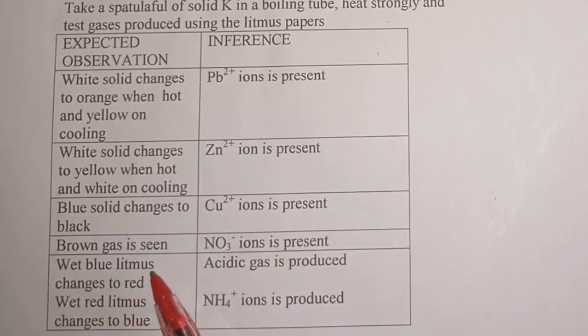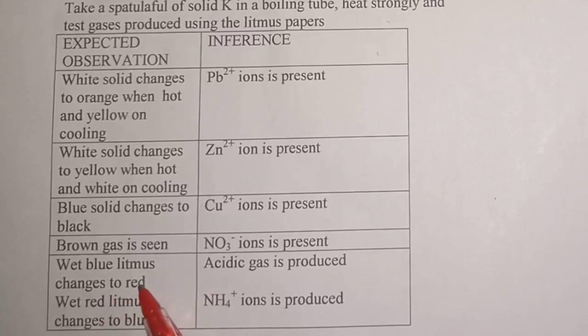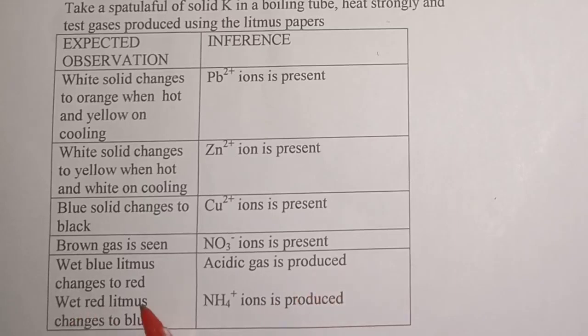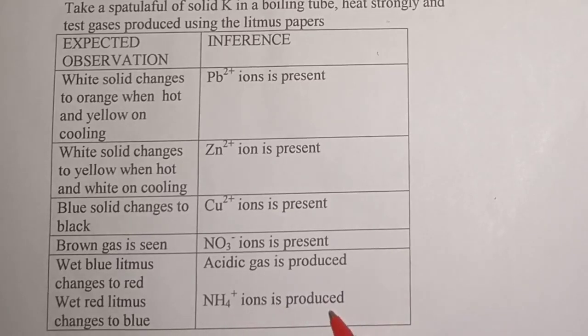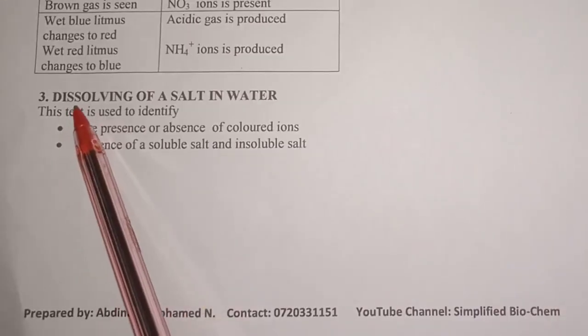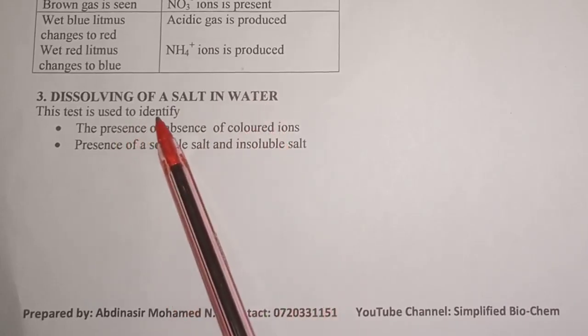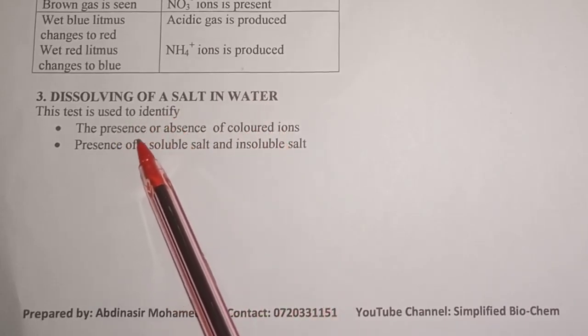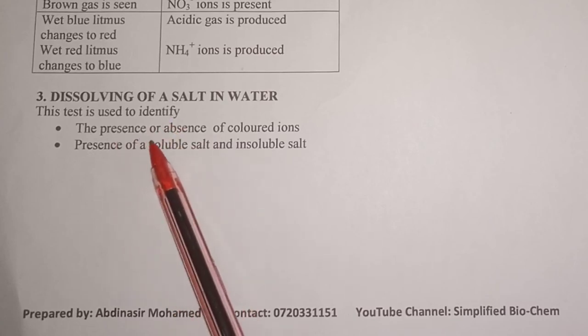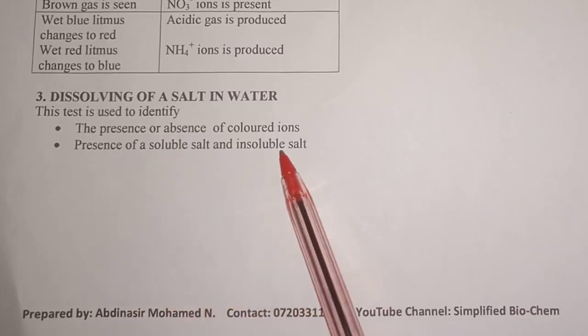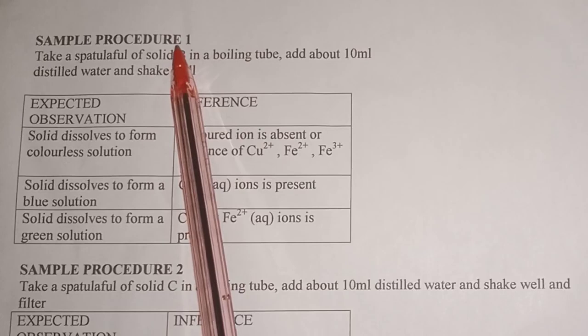If you observe a wet blue litmus paper changing to red, it means acidic gas produced. When you observe wet red litmus paper changing to blue, then it means ammonium ions present, or here you can say a basic gas produced. Now the next preliminary test is dissolution, or dissolving of a salt in water. This one is usually done to identify the presence or absence of colored ions, the presence of soluble salts and insoluble salts.